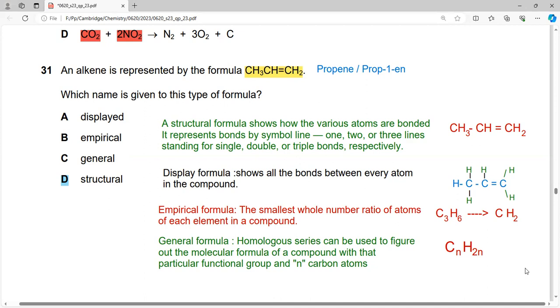Now, the empirical formula gives the simple whole number ratio between carbon and hydrogen. For example, we have a molecular formula C3H6, and this converts into the empirical formula CH2, the simple whole number ratio. While the general formula is for a homologous series, used to figure out how many hydrogens are present with reference to the carbon. For example, for alkenes the formula is CnH2n. In this way, the correct option is D, that is the structural formula.